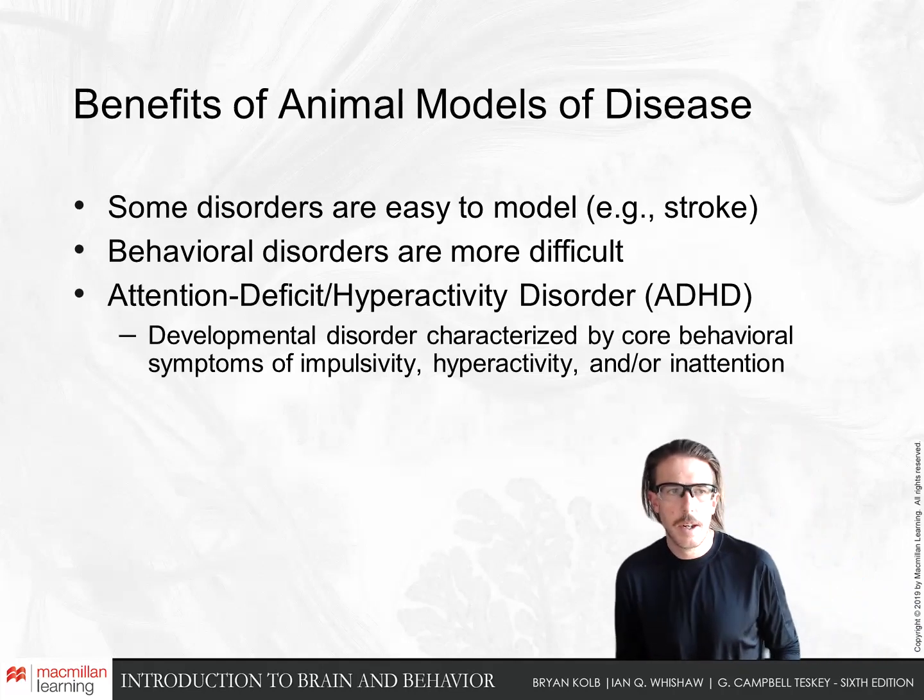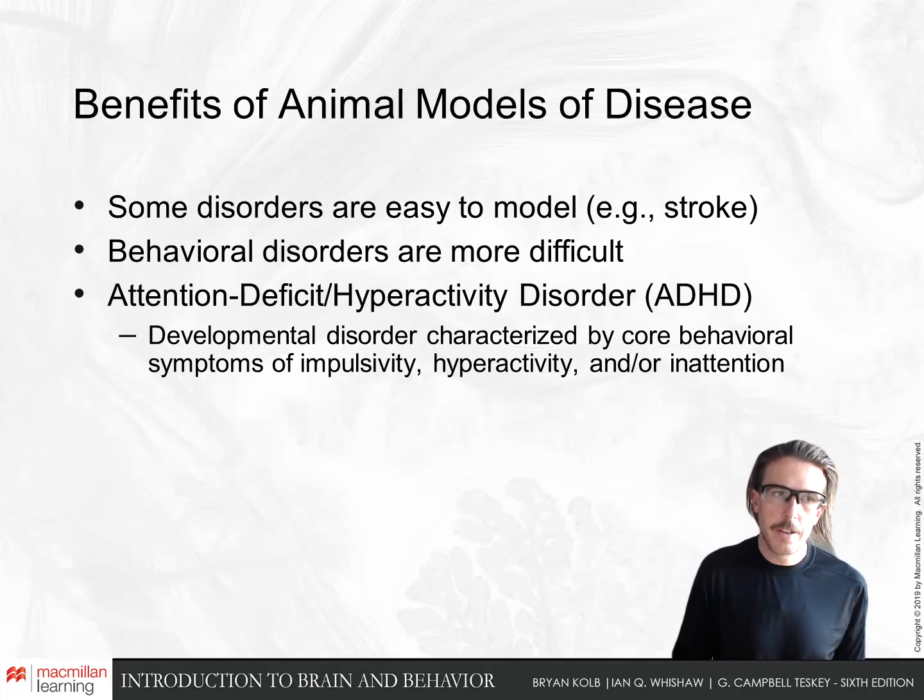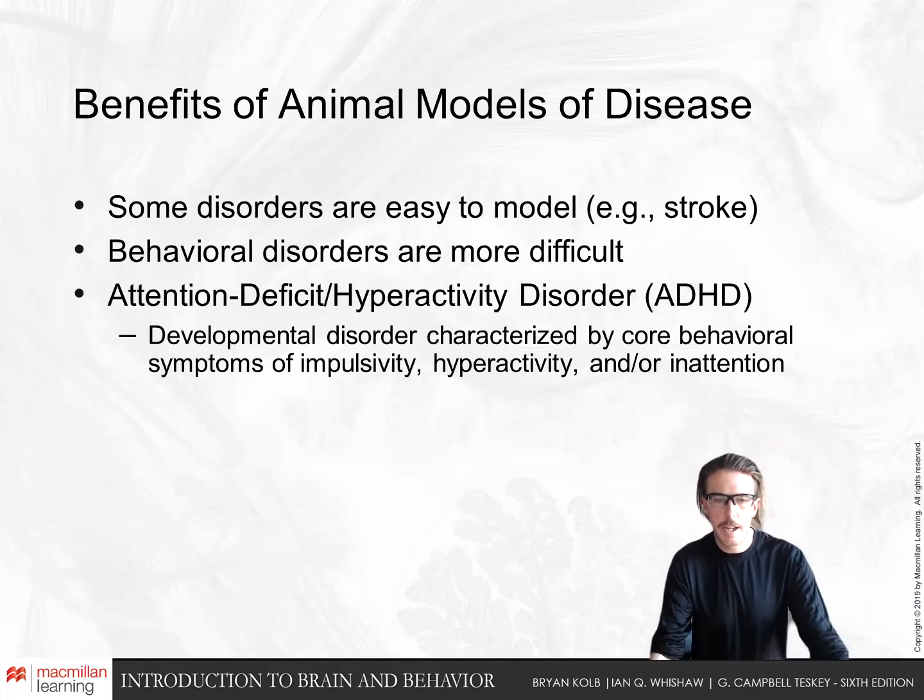We use animal models to study disease in some cases. So some disorders are very easy to model, like stroke, in which you can inject blood into the brain of an animal. Behavioral disorders like ADHD are more difficult to recreate in animals. And ADHD is a developmental disorder characterized by impulsivity, hyperactivity, and inattention.